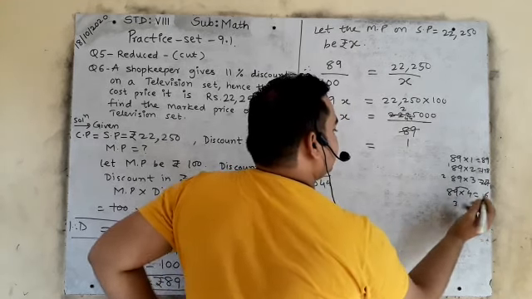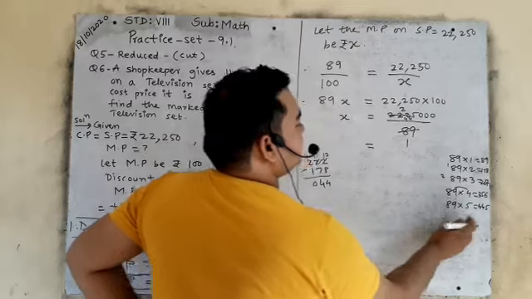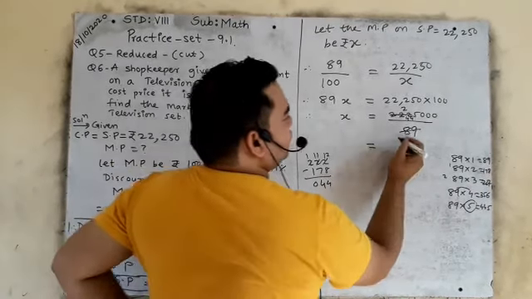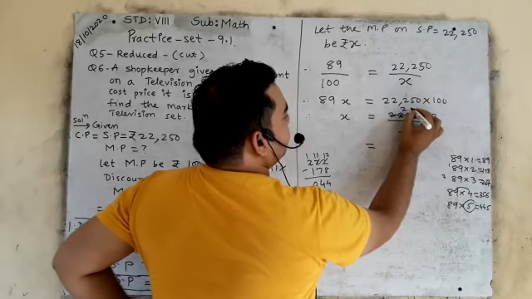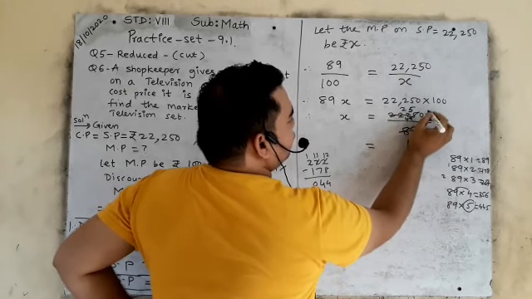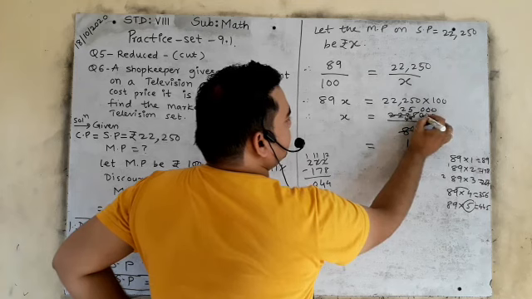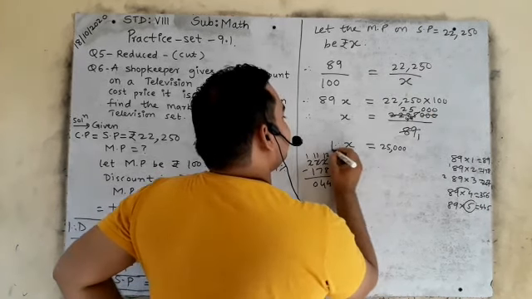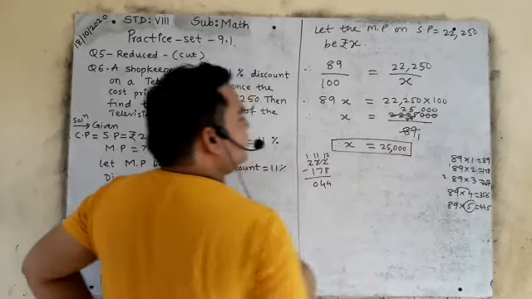Go further. 5 nines are 45, 5 eights are 40, and see, it is 5's are, right? 89 5's are 445, and this 0 0 0. Is it clear? So therefore x is equals to how much?